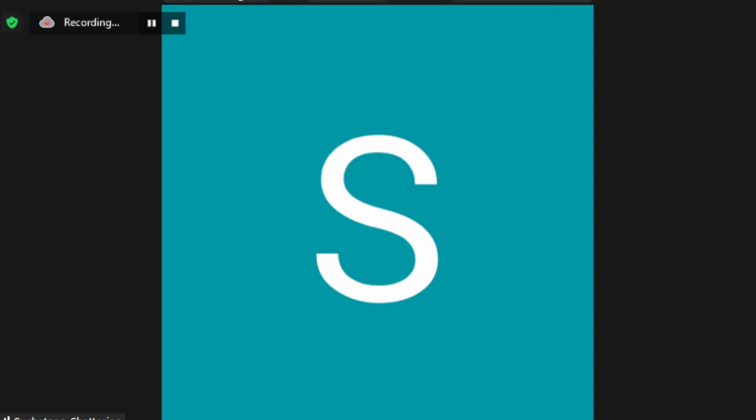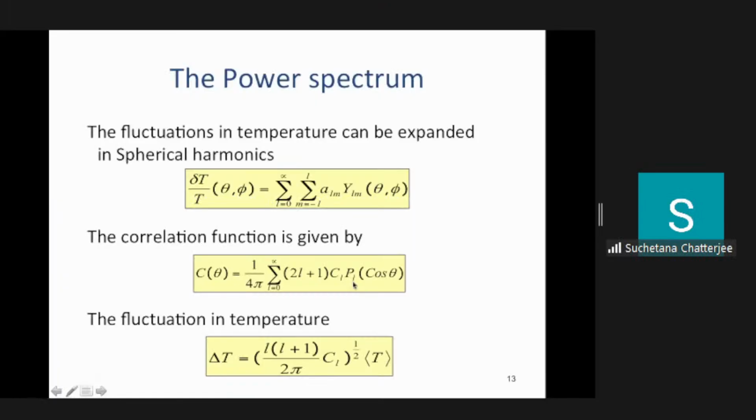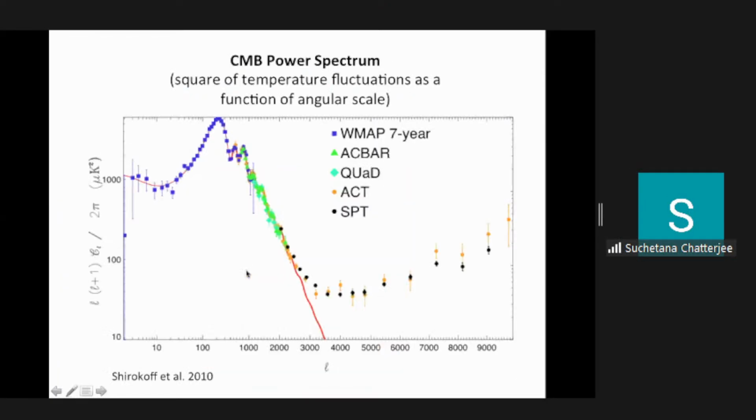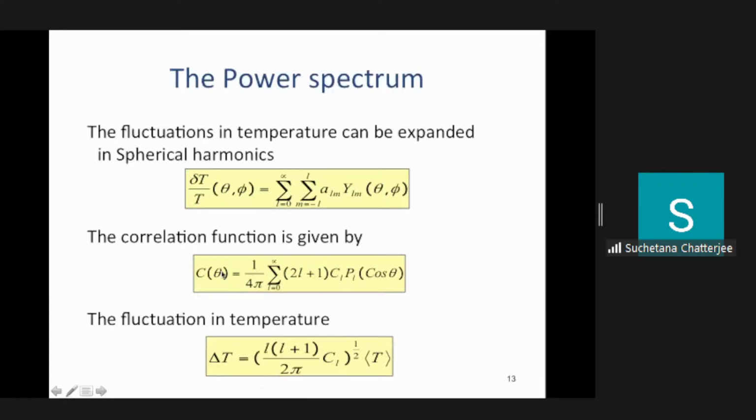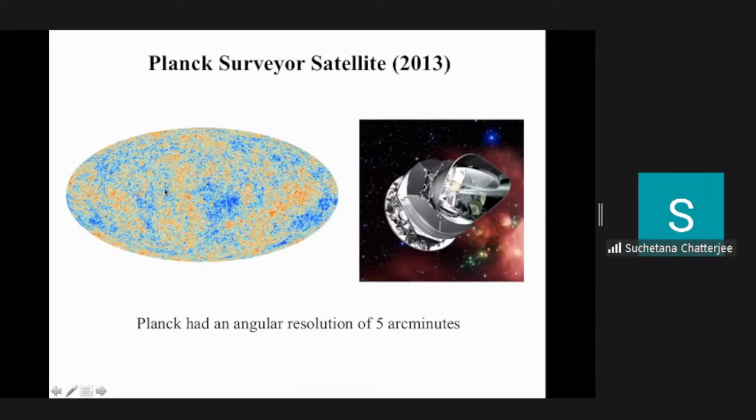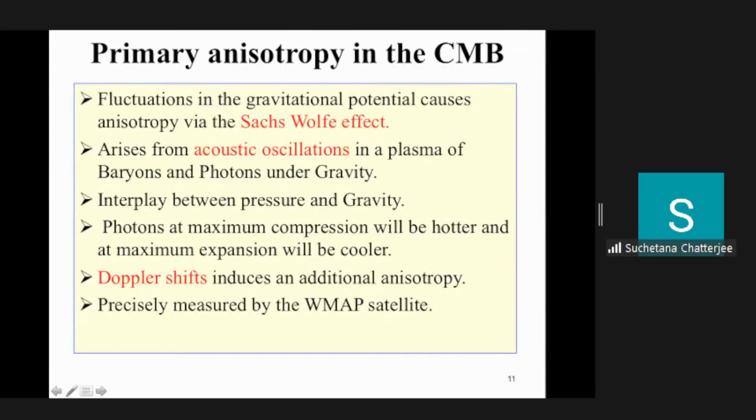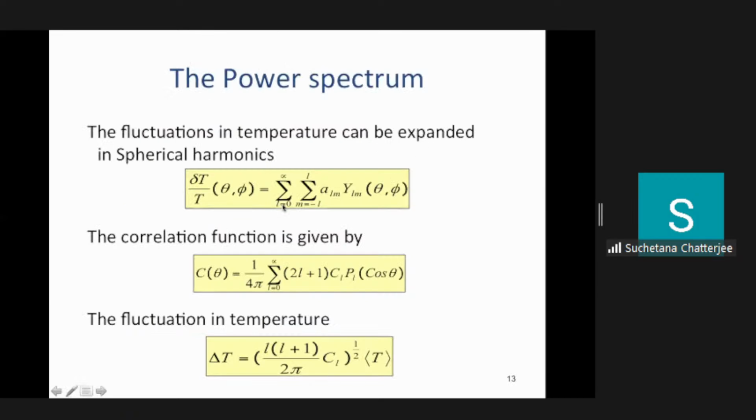Okay, so I only talked about a line, right? If we go to that slide, I know what you mean. When we are talking about theta, we are talking about the angular separation. That means this is like a line. This is one point, this is one point. This is called the 2-point correlation function, because we are measuring the temperature fluctuations between two points on the sky.